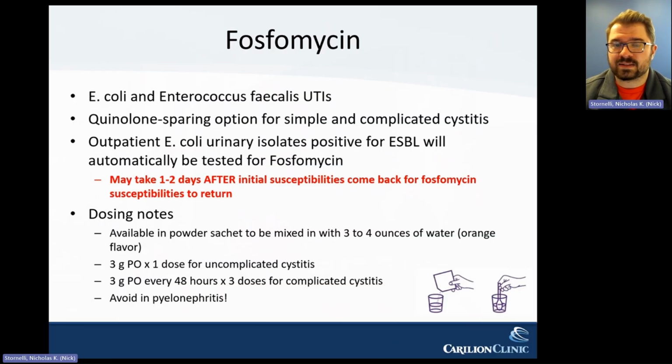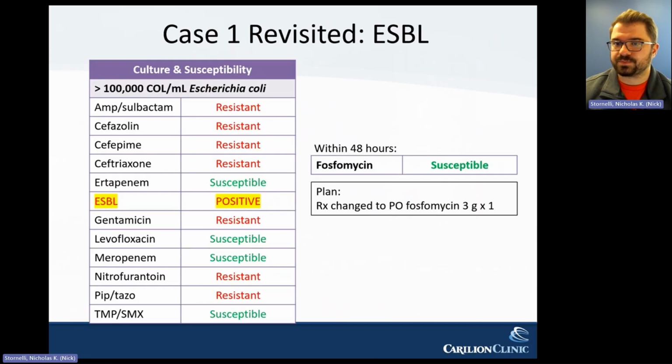But one thing to note is the single dose is for uncomplicated cystitis alone. And then the repeated dose every 48 hours for 3 doses would be what we would utilize for complicated cystitis. And given it has such great urinary penetration, it actually lacks a lot of the renal tissue penetration that we would rely on for antimicrobials in the setting of pyelonephritis.